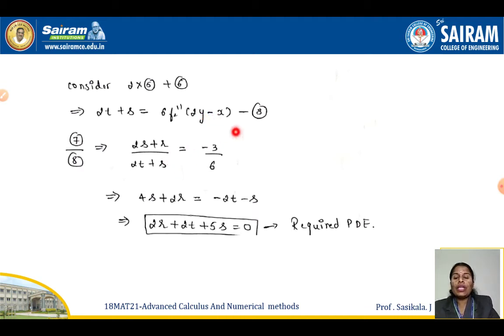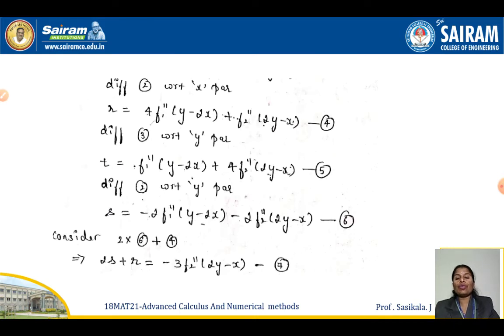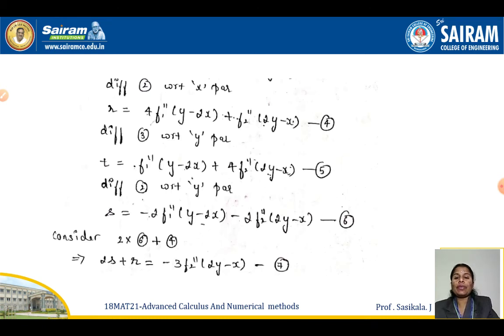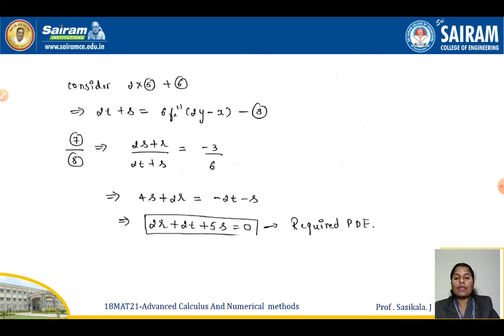So now equations 7 and 8: to cancel this f2 double dash, what I can do is divide, and it will get cancelled. We will get 2s plus r by 2t plus s is equal to minus 3 by 6. So you can simplify, and you will get the equation 2r plus 2t plus 5s is equal to 0. This is your required equation.